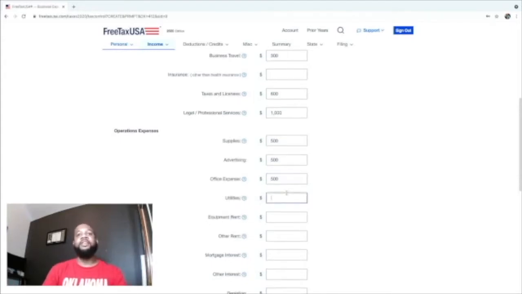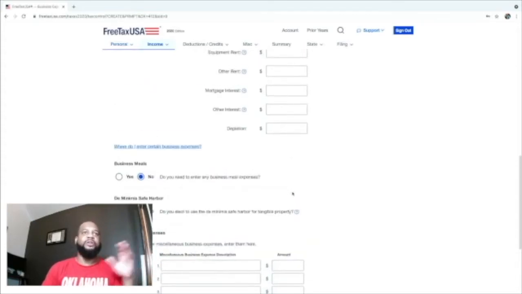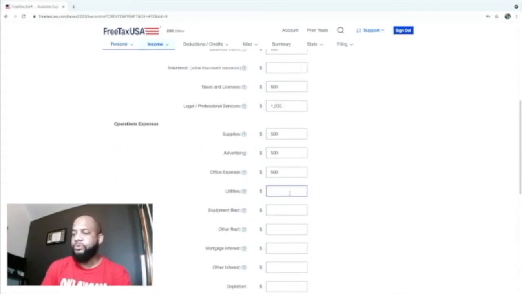All right, utilities. The utilities is based on the percentage of your office space to your home, okay? And this actually can help you calculate all this, but if you want to put that in here right now, you can. But if not, there's a more detailed place where you can put this. Okay. All right, we're just gonna keep it simple.